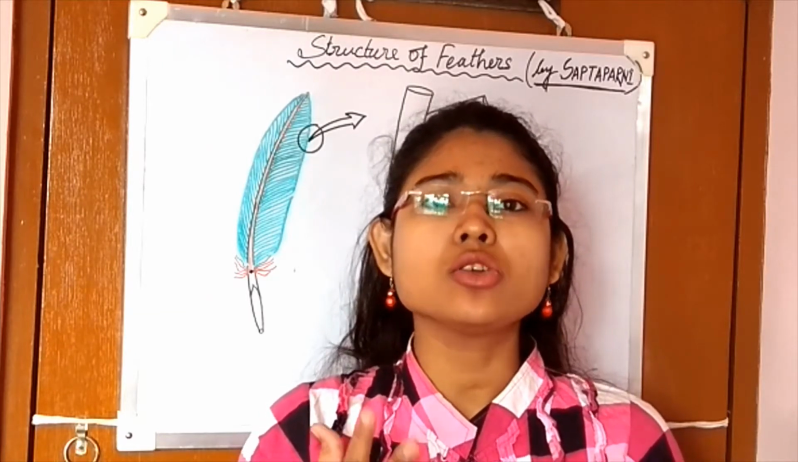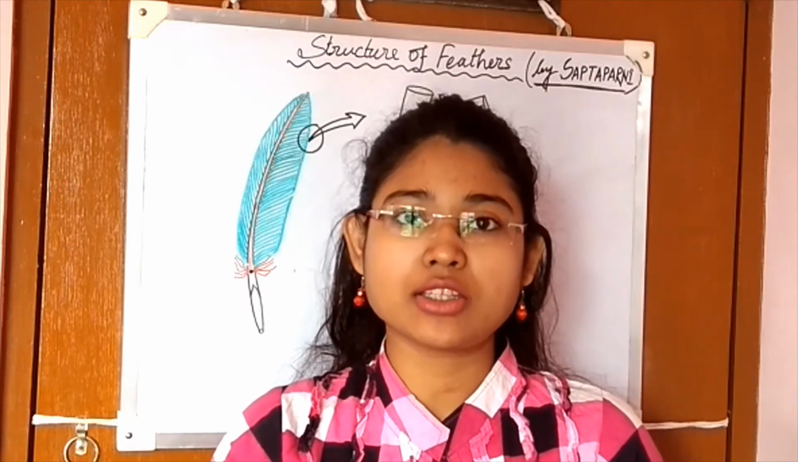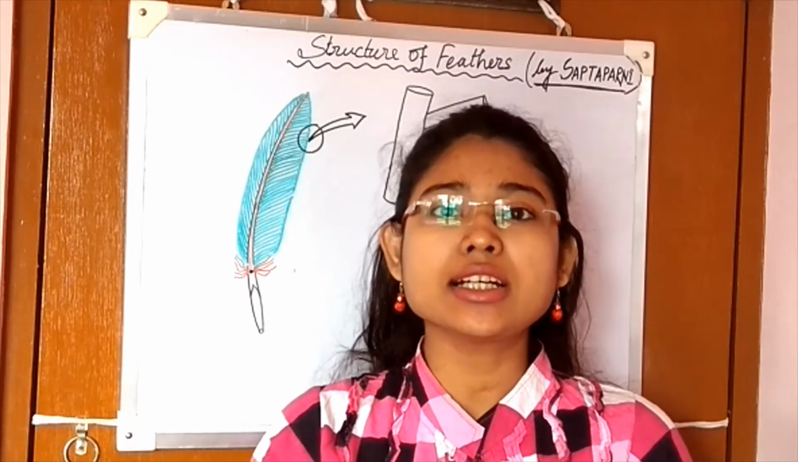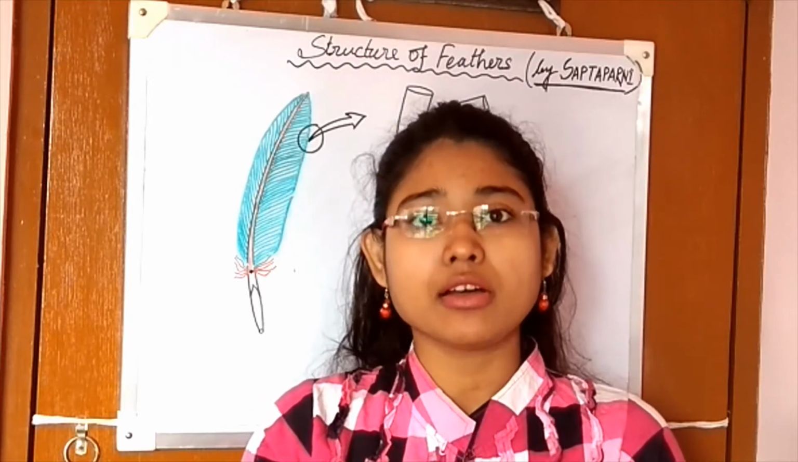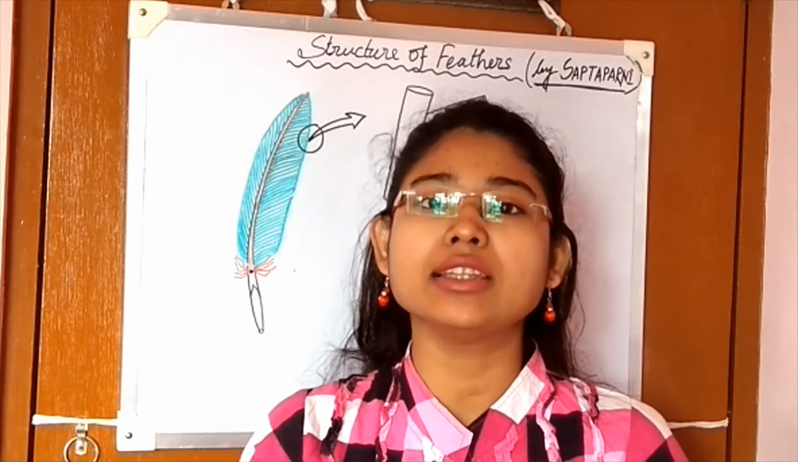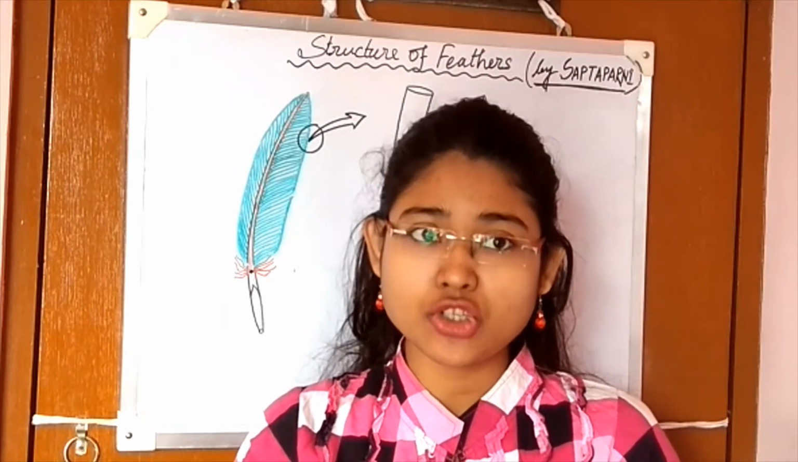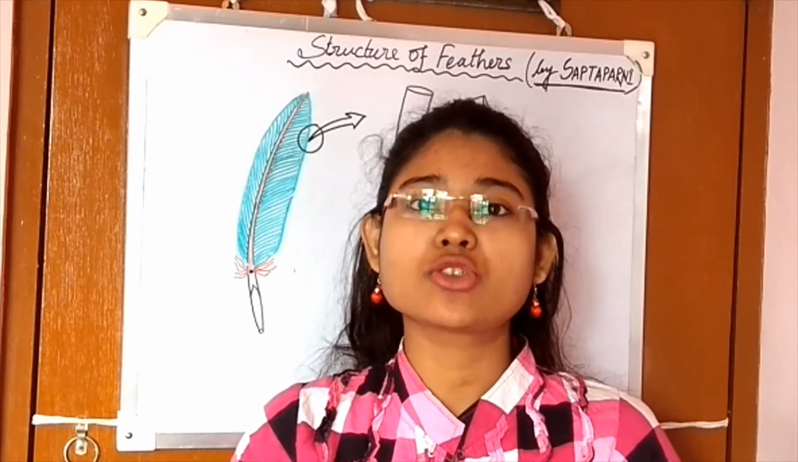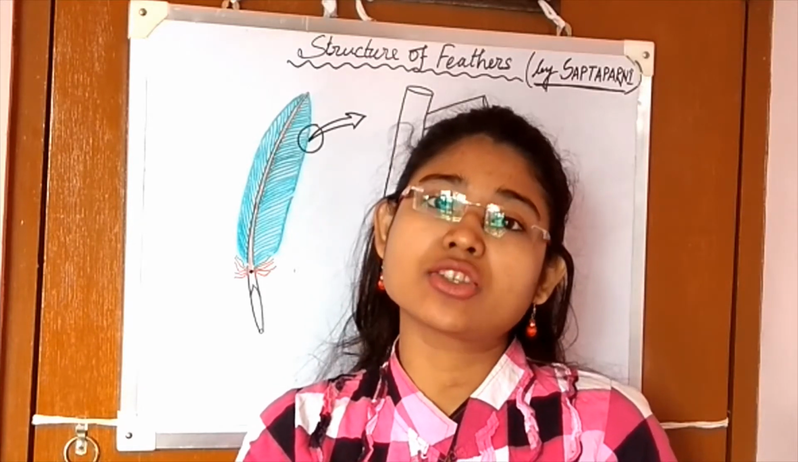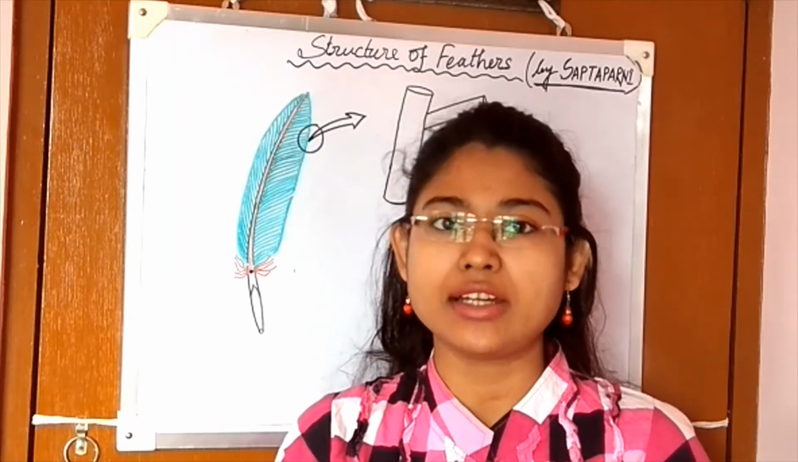So what does the word epidermal structure mean? You know that the skin consists of two layers: the epidermis, the upper or surface layer, and the inner layer, the dermis. The epidermis consists of four layers in case of birds: the stratum basal, then the stratum intermedium, then the transition layer and the stratum corneum.